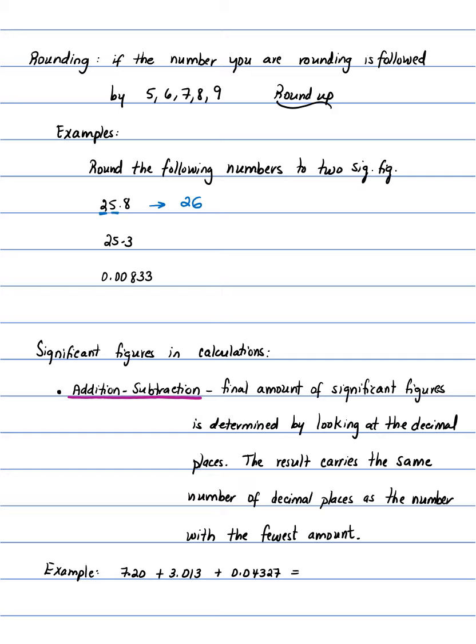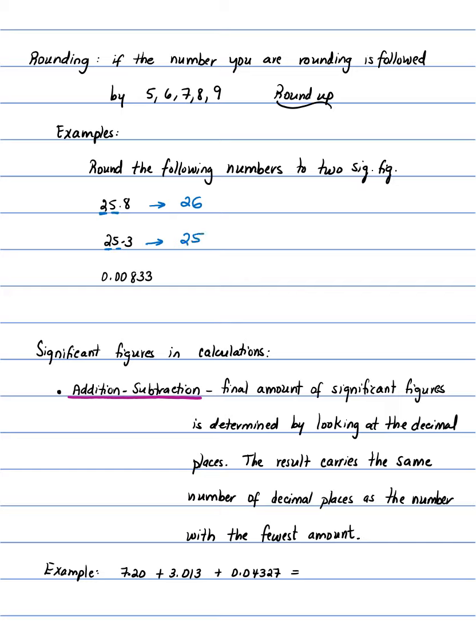Now for the second example, again rounding to 2 significant figures. So the first one is the 2, the second one is 5. So you have 25.3. So the digit that follows the last one that you want to keep, which is the 5, is a 3. So it's smaller than 5, so we keep the number as it is. We round to 2 significant figures, but we don't round up. So this one here will be 25.